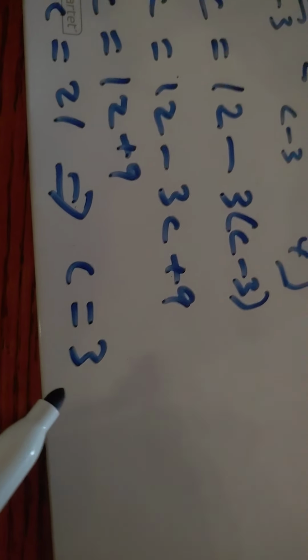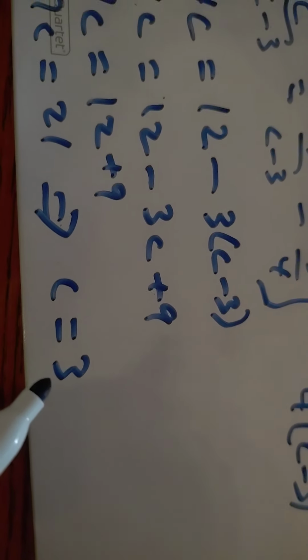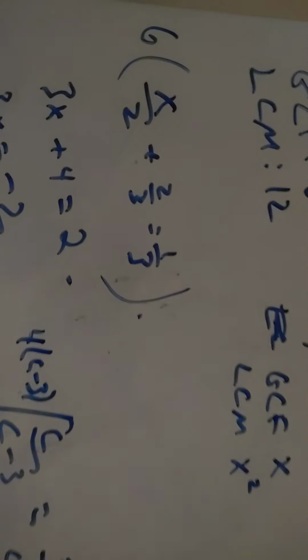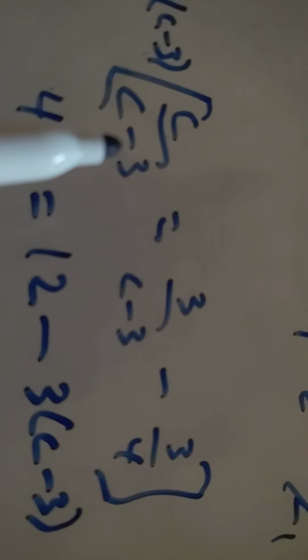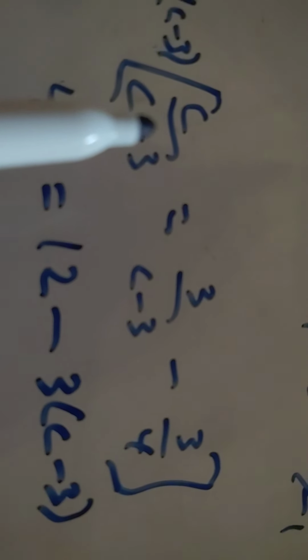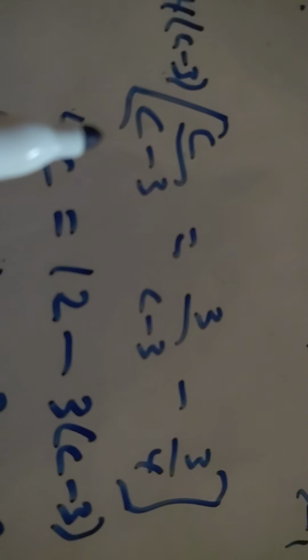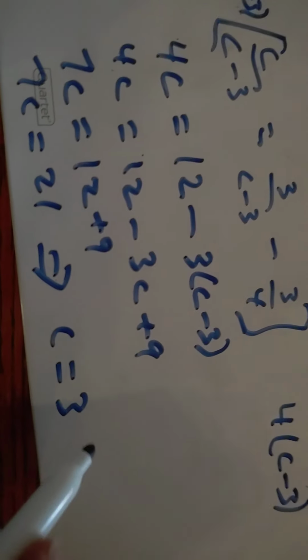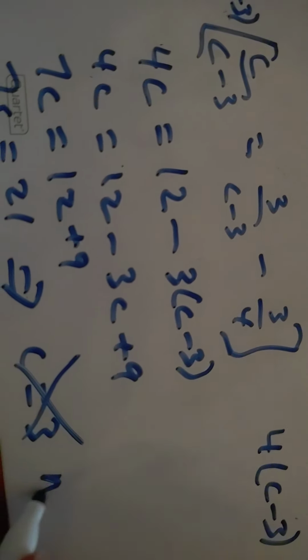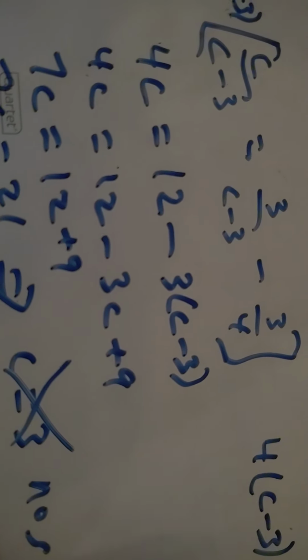But before I circle that answer, always make sure it's in the domain of the original problem. Here's the original problem right over here. What happens though if c is 3? Uh-oh, what's 3 minus 3? 0. You cannot divide by 0. So c equaling 3 is not in the domain. So we must reject this answer and write no solution. Oh, that was a tricky one.